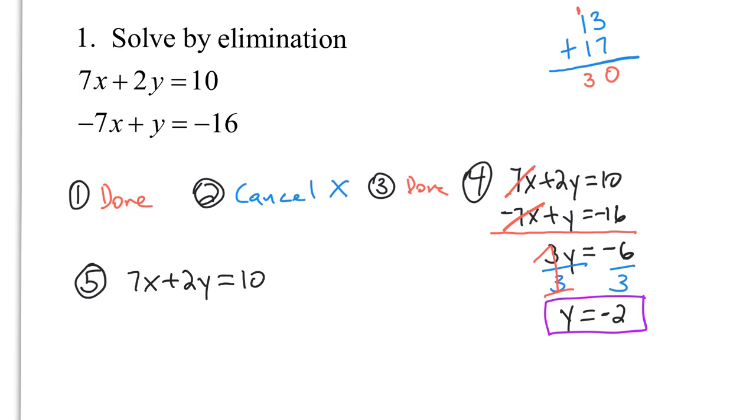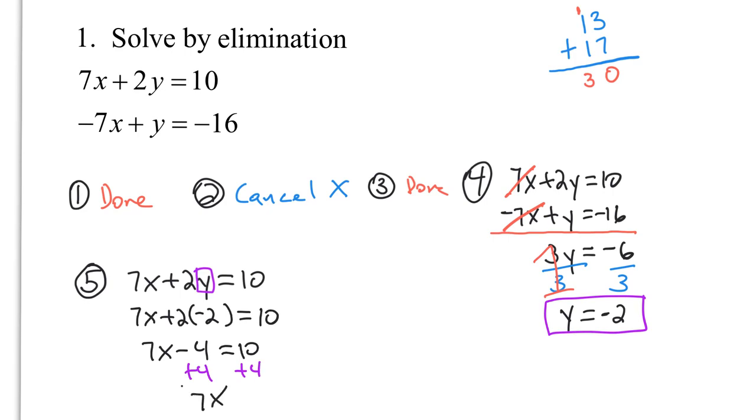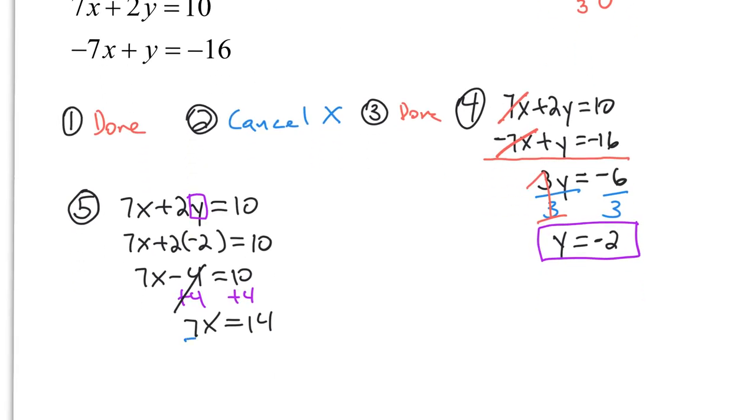I'm going to substitute the y, negative 2, into the y. So just remember, this negative 2 goes into the y, and you solve for x. So we have 7x plus 2 times negative 2 equals 10. And you solve. 7x minus 4. You add 4 to both sides. And we get 7x equals 14. Let me just move this up here. Now you divide by 7. So x equals 2. All right, so we got the x value.